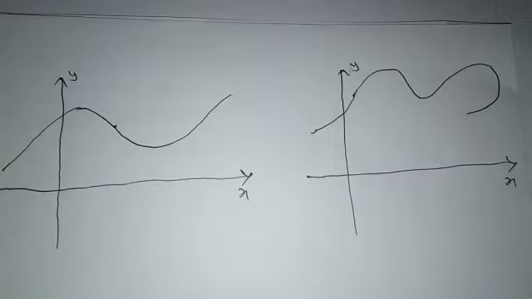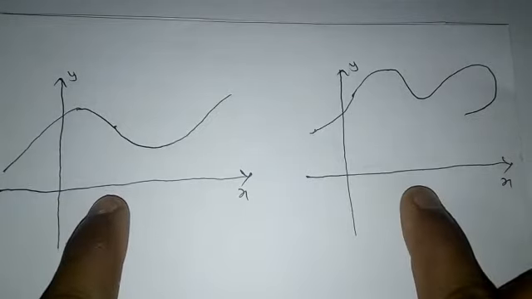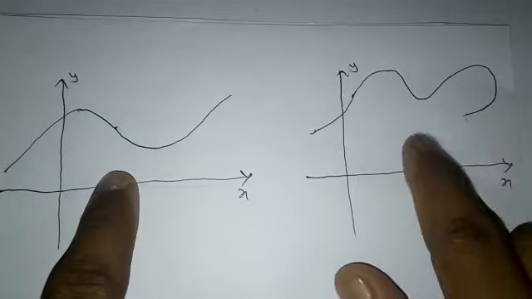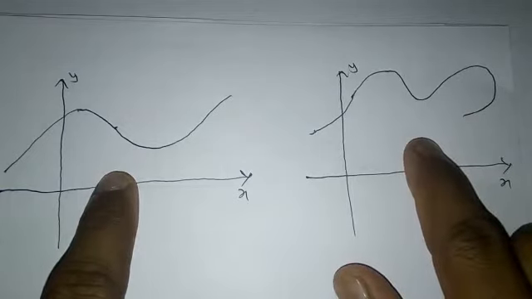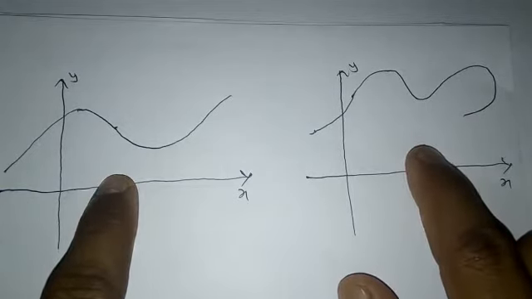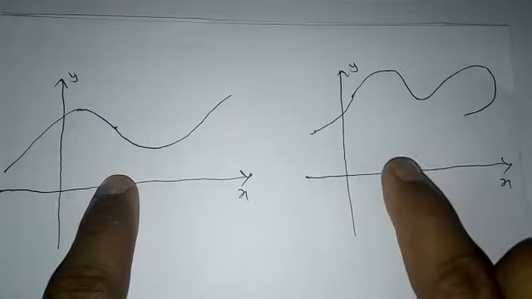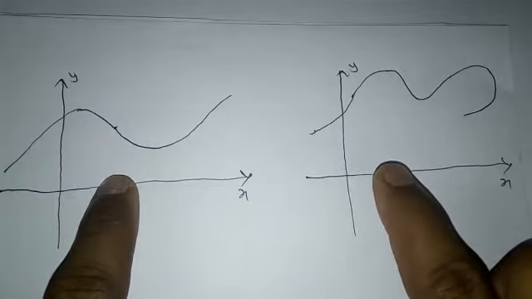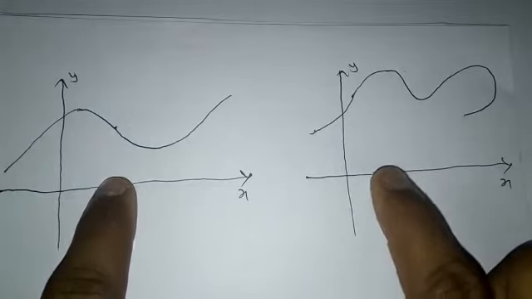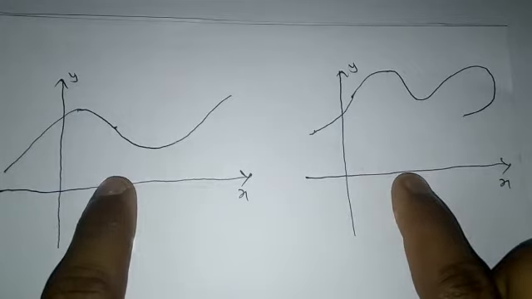Welcome to all. You are seeing two different curves on the xy plane. One is here and another one is here. The question is, which of these can be a graph of a function? Either this one or this one. How can we find?